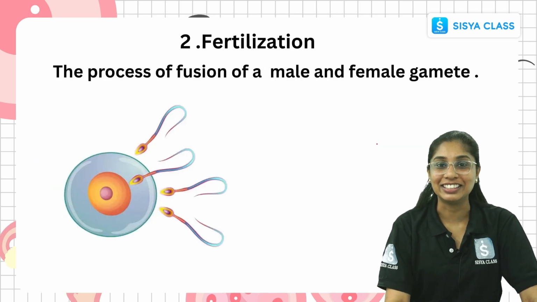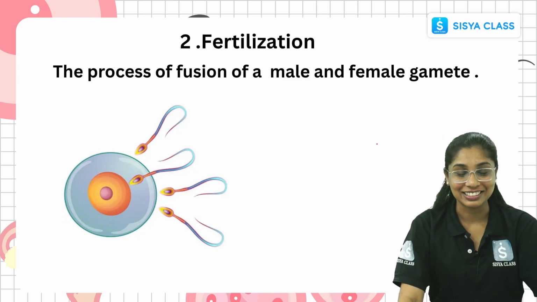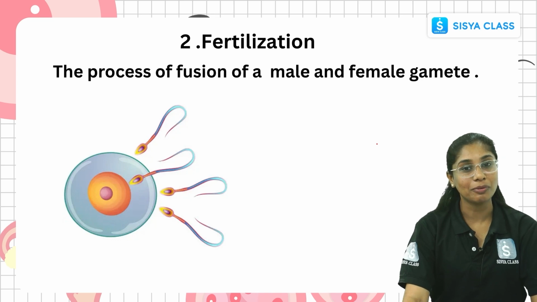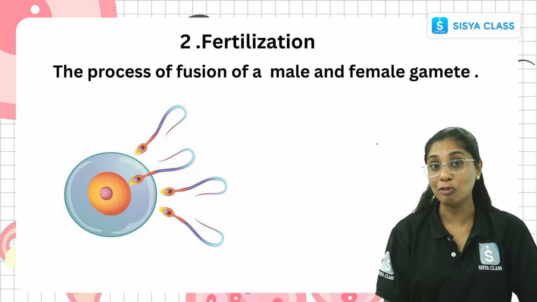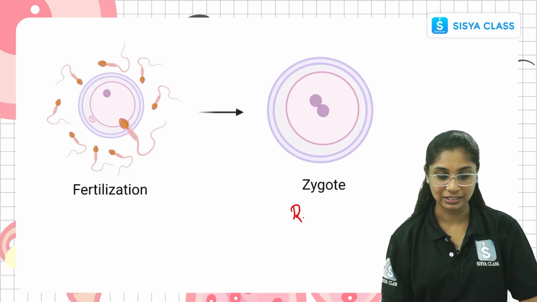The next event, here the male actor and the female actor get married. Similarly, fertilization involves the fusion of male and female gametes. Now what is the result? The result is the zygote. This is the result.